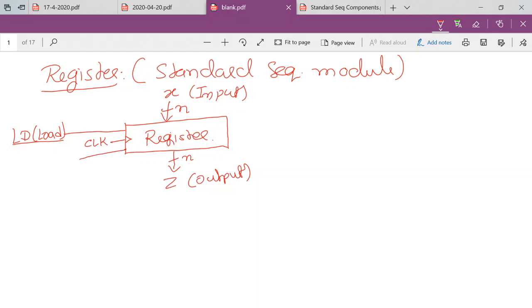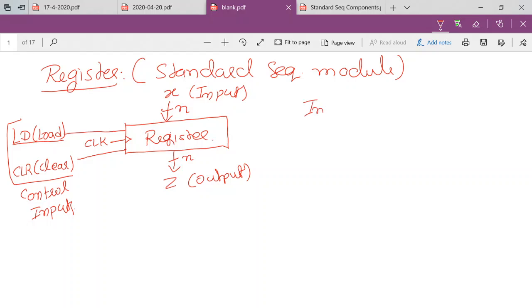Another control signal is clear, which we represent with CLR. The meaning of CLR, as you can understand, is clear. So these are the control signals, or you can say control inputs, to the register. We can represent this register in a high level specification like this.